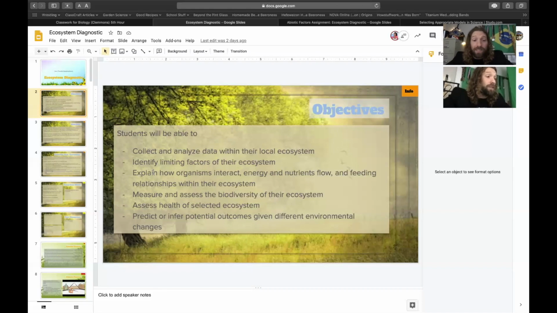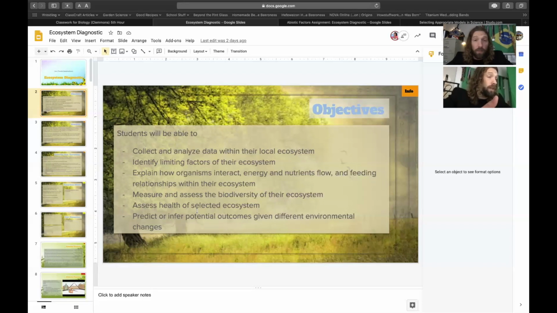You're going to measure and assess the biodiversity of the ecosystem. This one is going to be an interesting little field investigation, and I'll go into what that is in a minute. And then you're going to assess the health of the selected ecosystem and predict or infer potential outcomes given different environmental changes. The whole point of this is for you to start analyzing and thinking about your data and then figuring out what could potentially happen to your ecosystem.